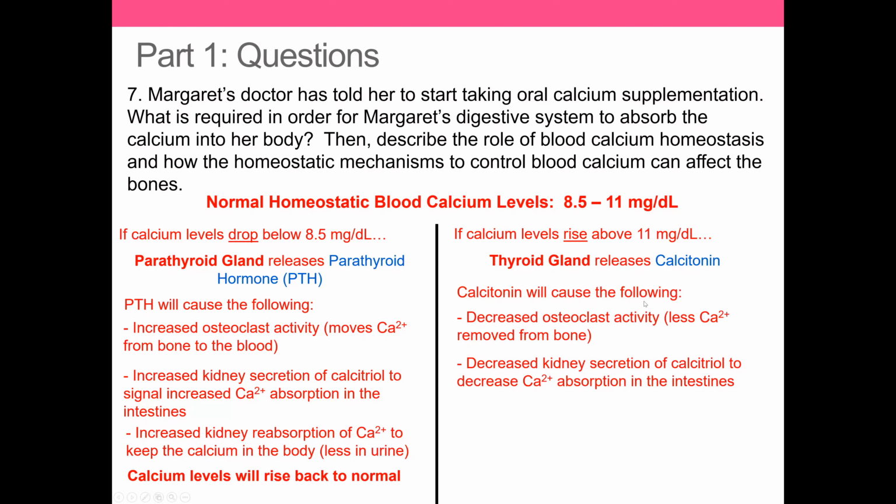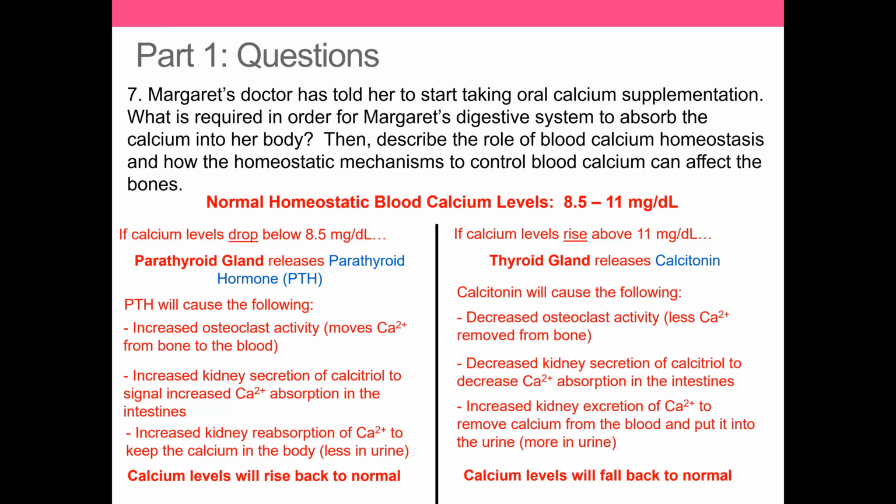You also have decreased kidney secretion of calcitriol, and the decreased levels of calcitriol lead to decreased calcium absorption in the intestines, so you're getting less calcium from your food and drink. And increased kidney excretion of calcium, and this helps to remove the calcium from the blood and put it into the urine, so now you have more calcium leaving your body through the urine. So all of these actions together will let the calcium levels come back down to what they should be.